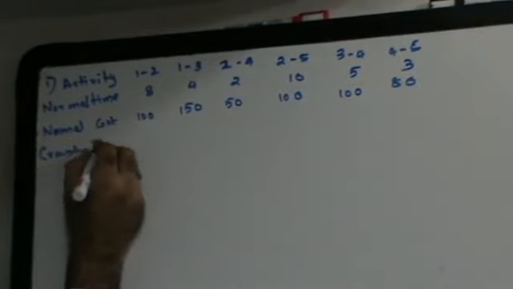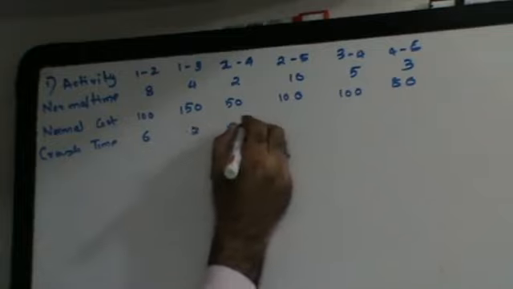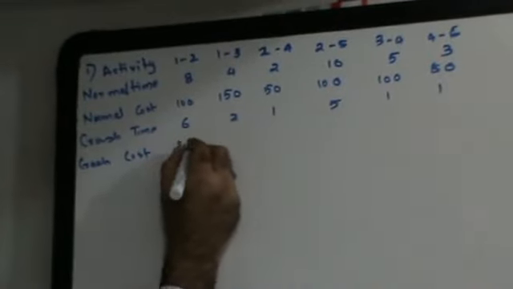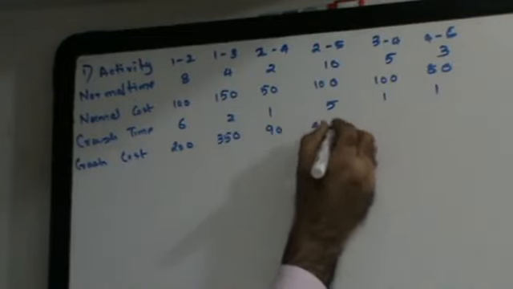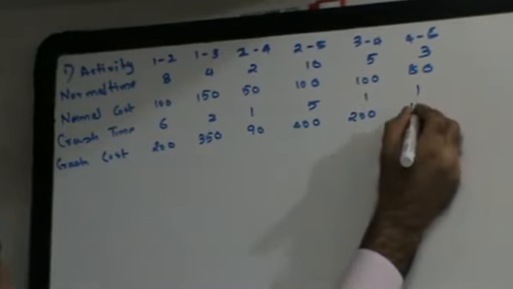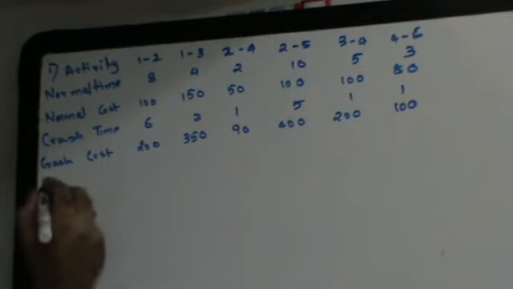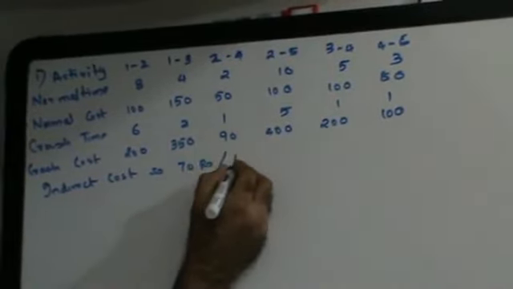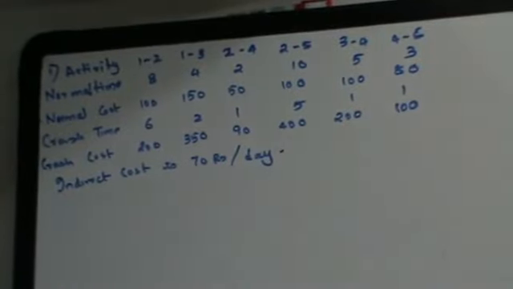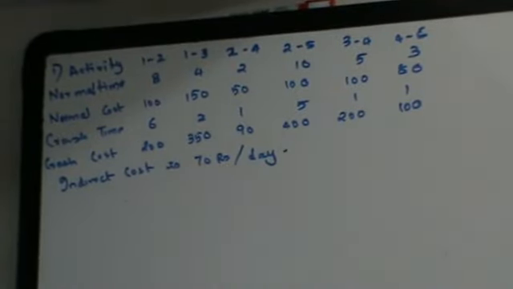Crash time: 6, 2, 1, 5, 1, 1. Crash cost: 200, 350, 90, 400, 200 and 100. Right? Now, they've also given you the indirect cost. Indirect cost is 70 rupees per day. Right? So that's the sum given to you. Now let's see how we do this sum.